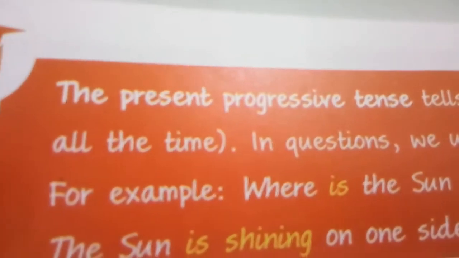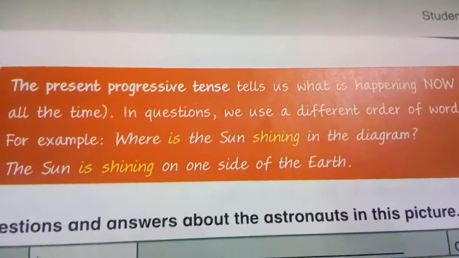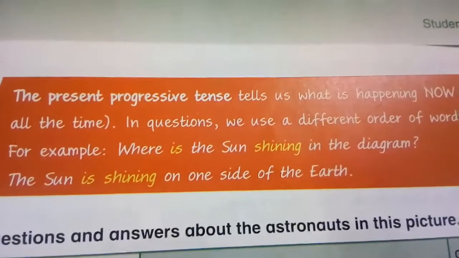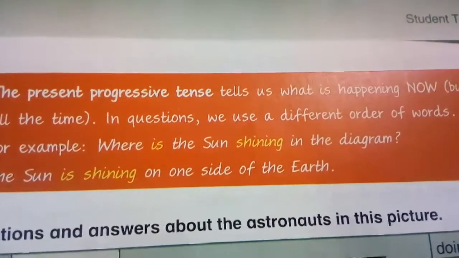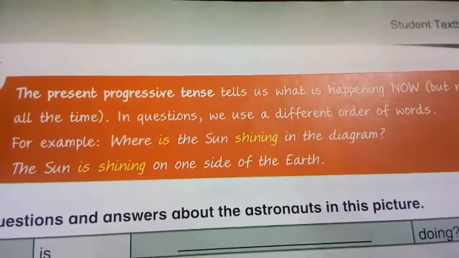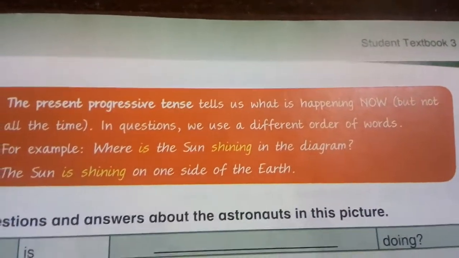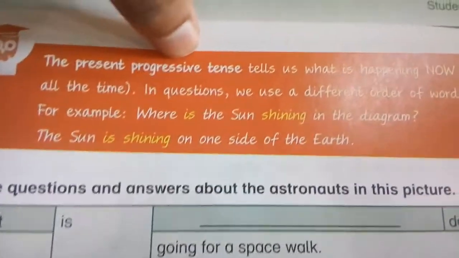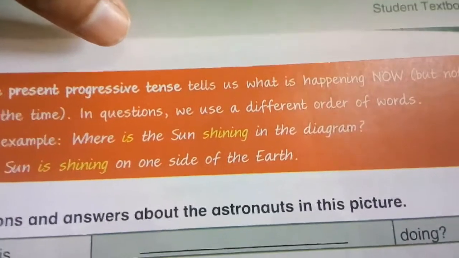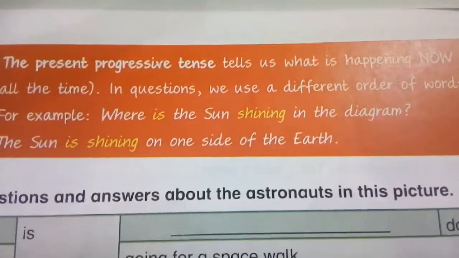But what does the present progressive tense tell us? Present progressive tense tells us what is happening now, means the actions that are going on in the present time. For example, I am making a video or I am speaking. This is my action that is happening now, but not all the time, just for the present time. So again I repeat, the present progressive tense tells us the action that is happening now, the action that is continuously being done.